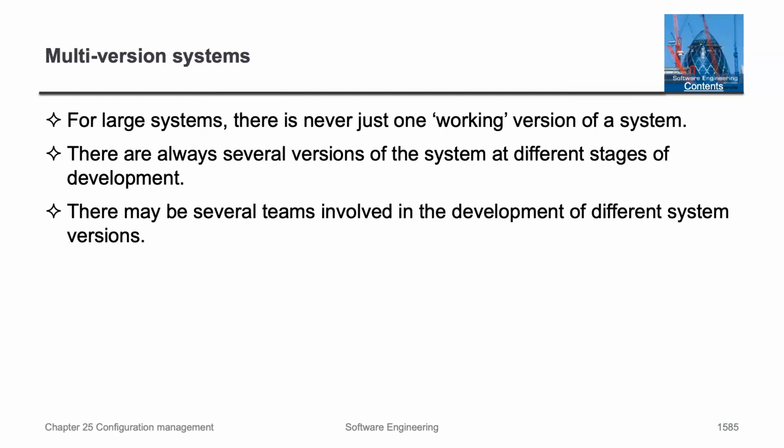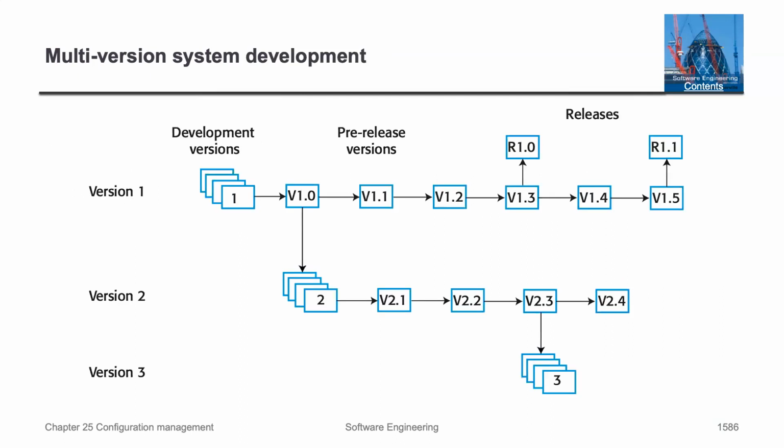For multi-version systems, for large systems, there is never just one, quote, working version of the system. There are always several versions of the system at different stages of development. There may be several teams involved in the development of different system versions. Here is an illustration of the multi-version system development process. And you can see there's multiple versions that are going on, and you can have sub-releases for each one of those.